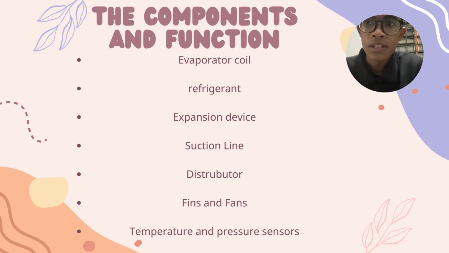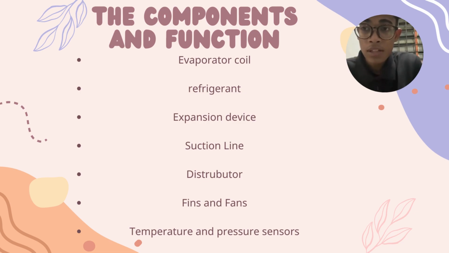And the fifth is a distributor. A distributor can be employed in a multi-circuit evaporator to divide the refrigerant flow evenly among the several circuits inside the evaporator coil. And the next is fins and fans. Fins expand the evaporator coil surface area in the cooler evaporator, and fans help move air across the coil.